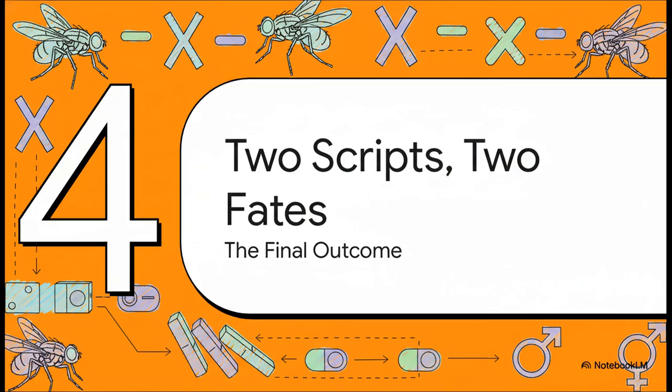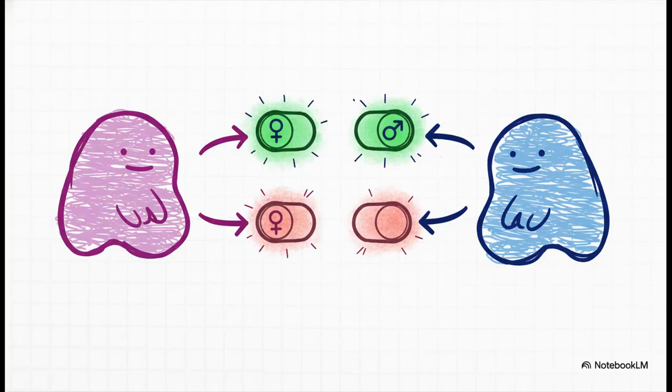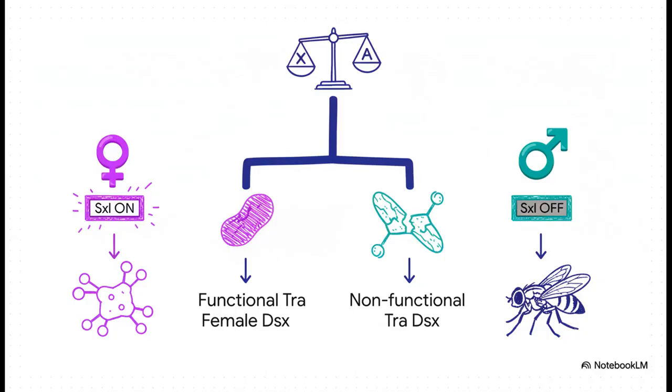All right, Section 4. Two scripts, two fates. A final outcome. So this brings us to the very end of the line, where these two different versions of the DSX protein, well, they act like two completely different scripts for development, each one with its own very specific set of instructions. That's right, the doublesex protein is the final director of this whole show. It's the one that activates female-specific genes while repressing the male ones, or it does the complete opposite. It's the protein that actually builds the fly, shaping all the physical characteristics that make a fly either male or female.